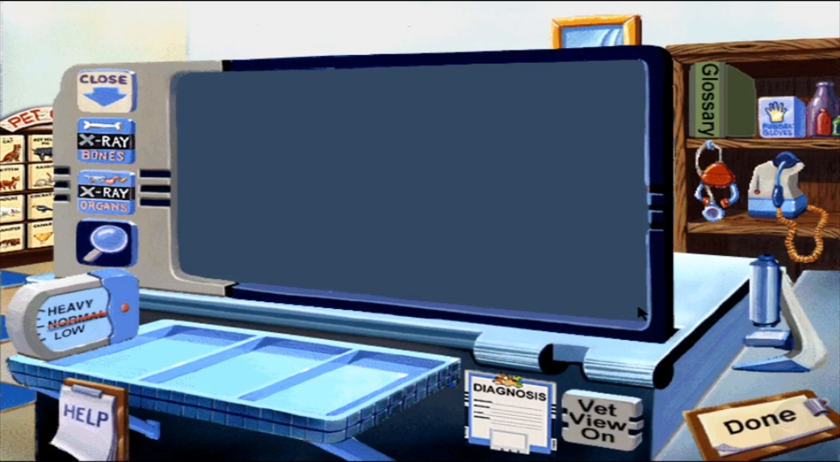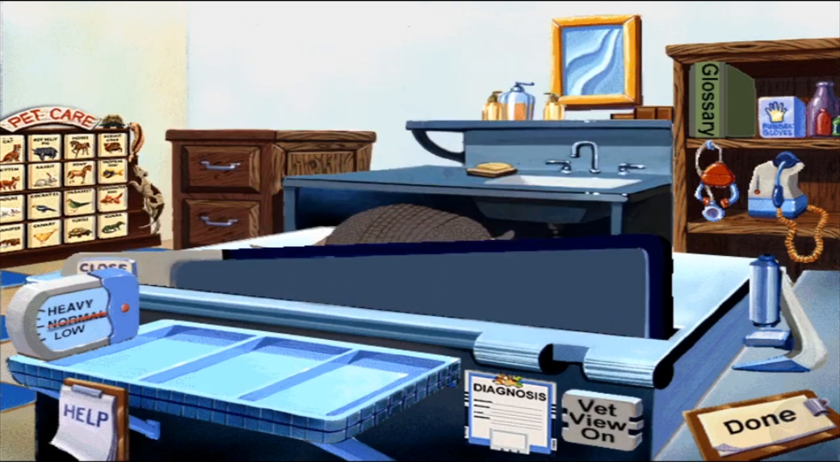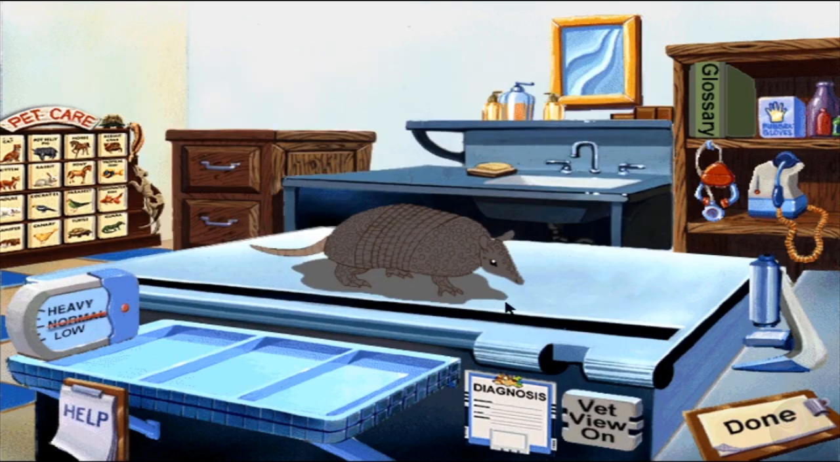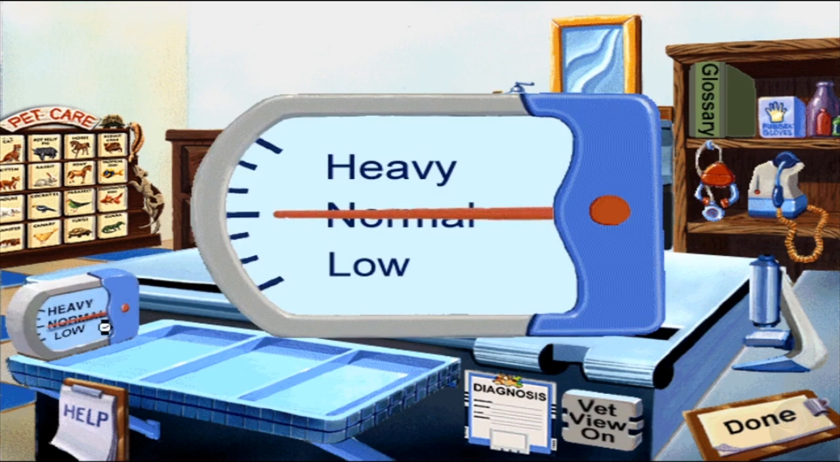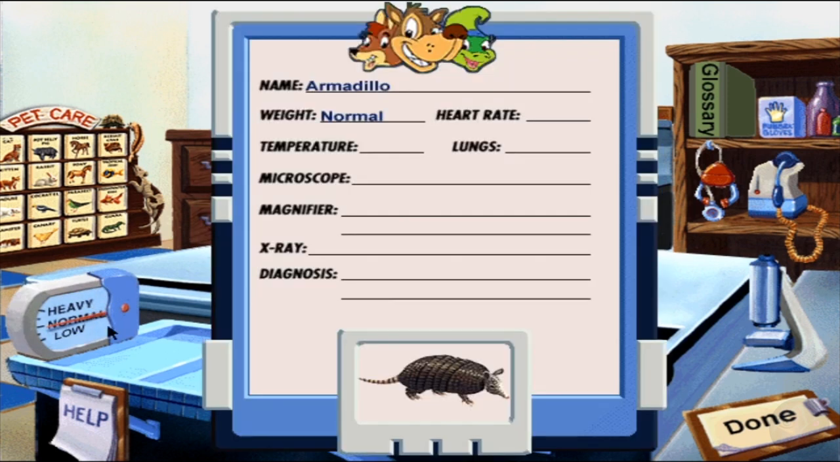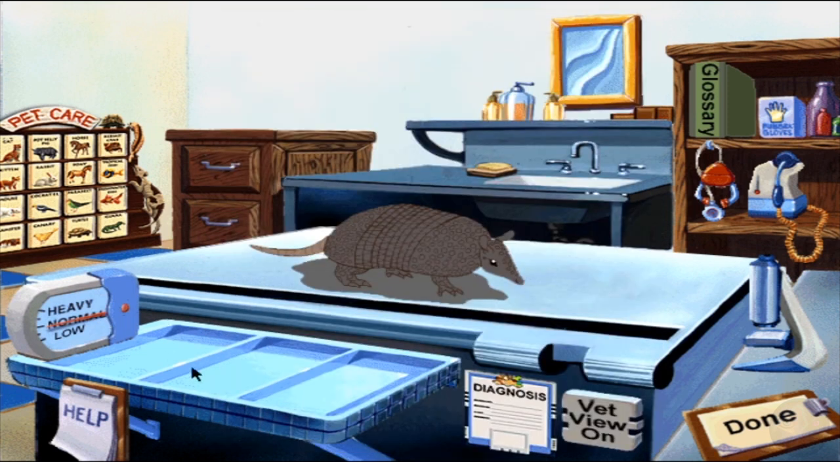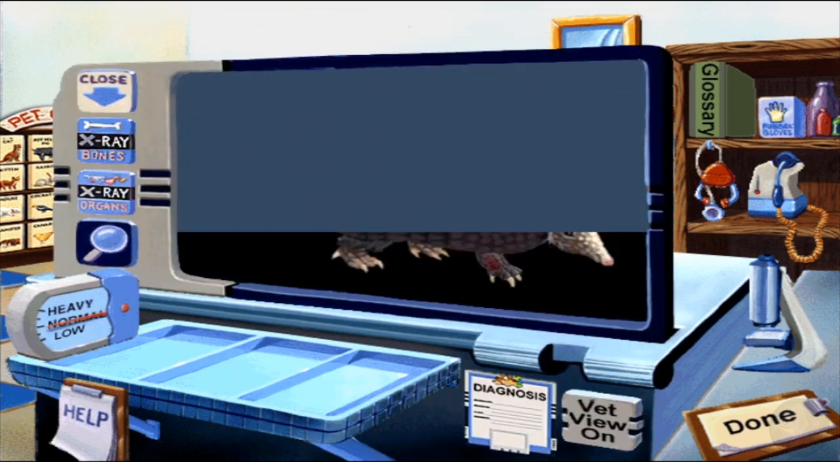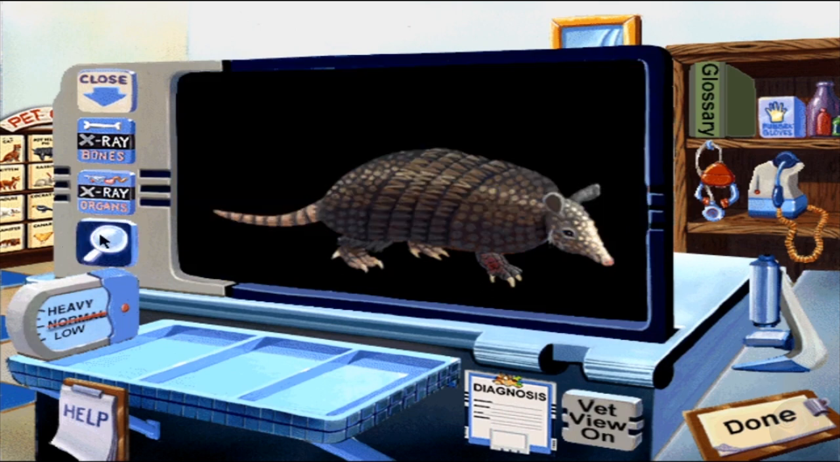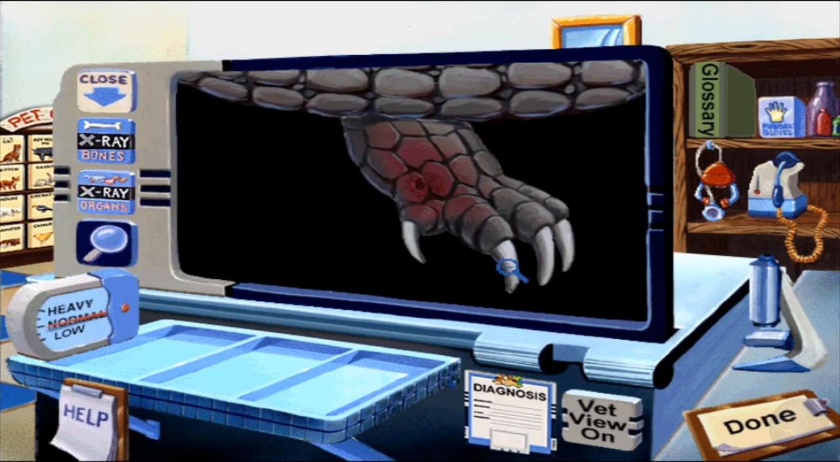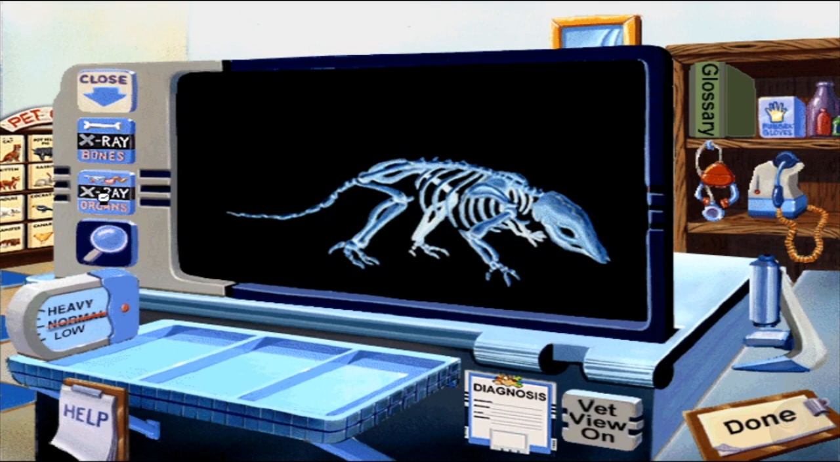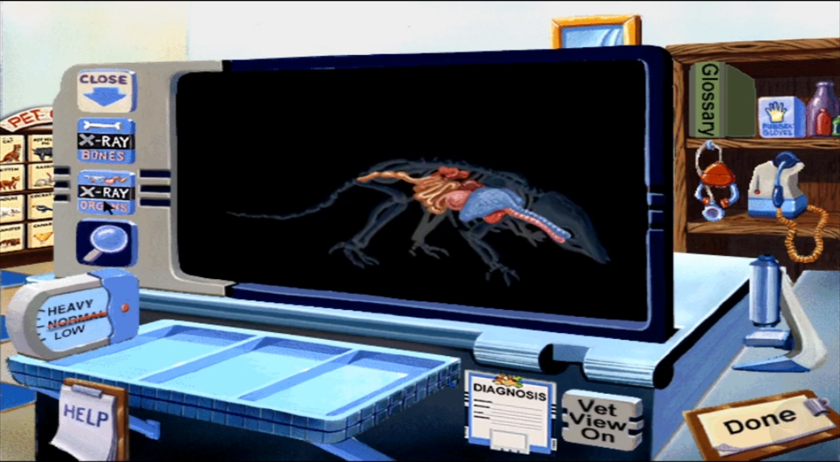Oh, you've brought an animal in for examination. This animal's weight is normal. There's a puncture wound on the armadillo's foot. It's red and irritated. I don't see any problems here.